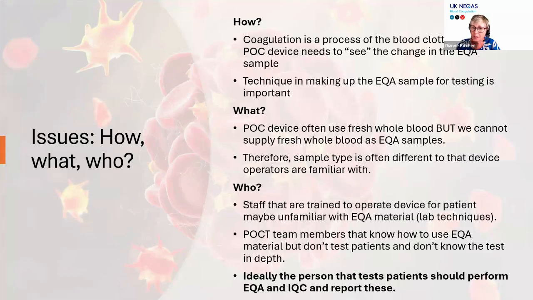The samples that most of the devices are designed for are fresh whole blood, fresh out of a finger stick maybe, and we cannot supply EQA samples in that way. It would be completely impossible to send freshly drawn whole blood to 3,000 centres to test INR. So we do as close as possible, something we call commutability, but we still have to use lyophilized citrate plasmas. So the sample type is quite different for the end user from what they're used to with their patients.